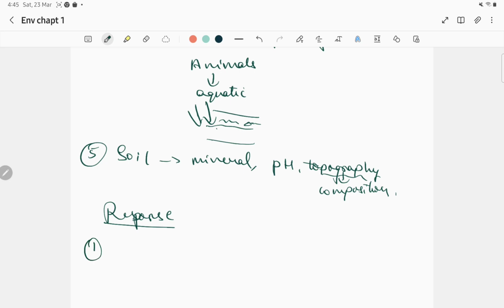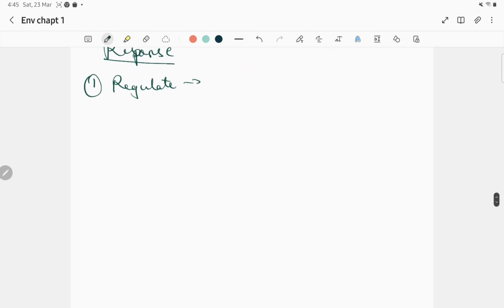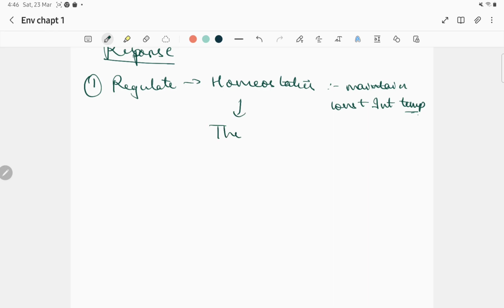Firstly, they will try to regulate. How will they regulate? They will try to regulate the temperature through homeostasis. Homeostasis is they will try to maintain a constant internal body temperature. This they achieve through thermoregulation. This is evident in us also.